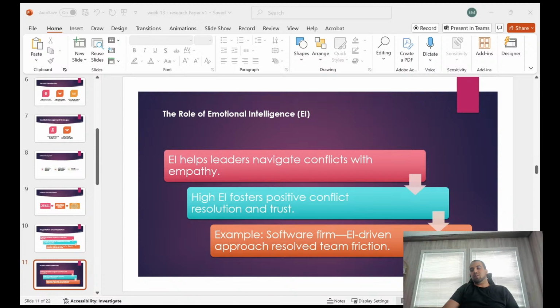Now we're going to talk about the role of emotional intelligence. It is critical in managing workplace conflict effectively. Leaders with high emotional intelligence can recognize emotions in themselves as well as in other people, allowing them to de-escalate conflict and foster understanding. Again, an example is when a project manager in a software firm used AI to address team friction, helping team members communicate better and work more harmoniously.